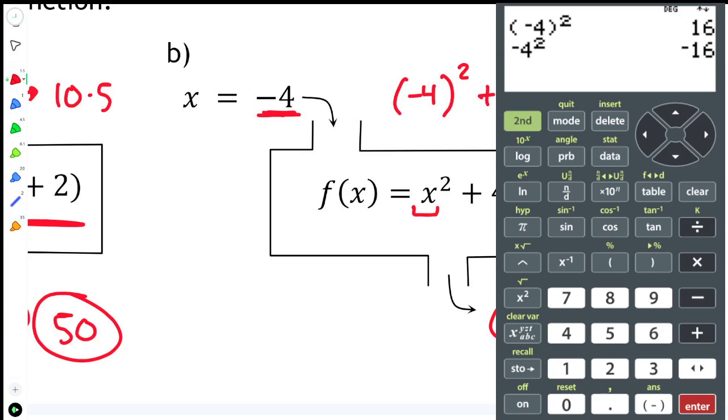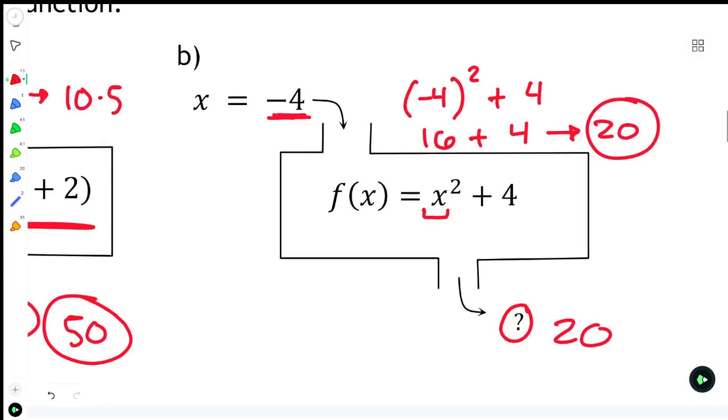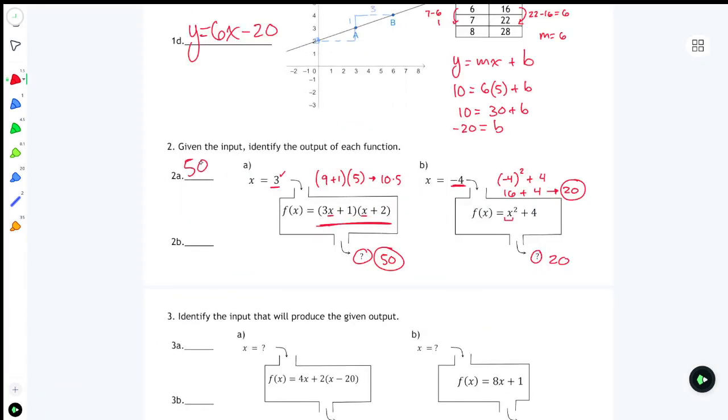so I'm squaring that whole thing, and I get an answer of positive 16. Of course, if that's what 4 squared is, and I add 4 more to it, I'm going to get an output here of 20. So 20 is the output. 20 is the output when I square -4 and then add 4 more. So the answer is 50 and then 20.